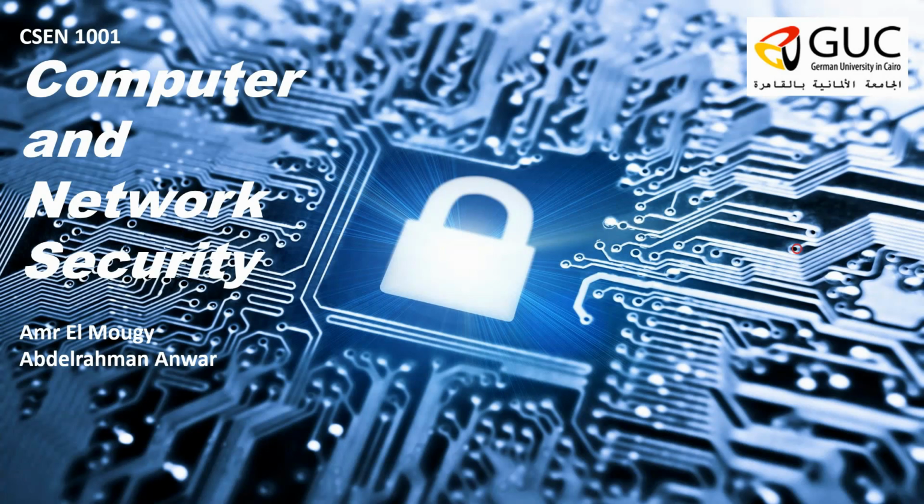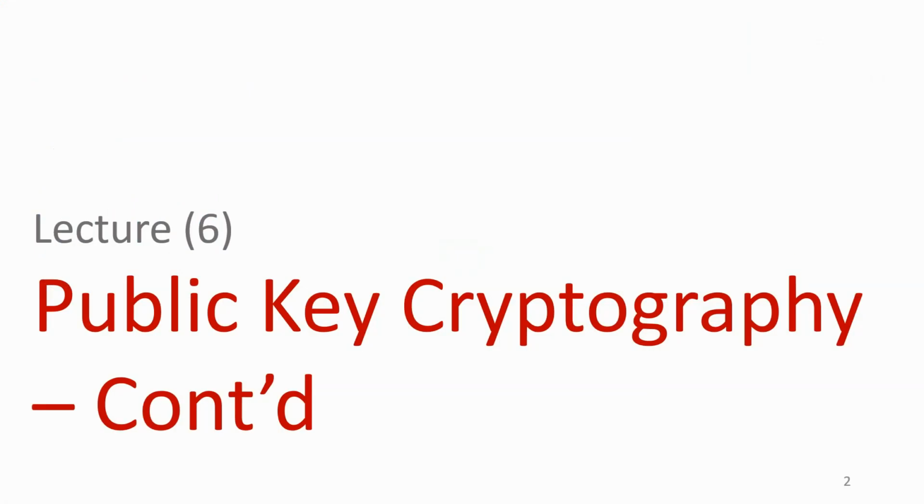Okay. We are going to continue the discussion of public key cryptography today. We are first going to discuss the second algorithm of public key cryptography, which is Diffie-Hellman, and then we are going to go into a new topic, which is message authentication.